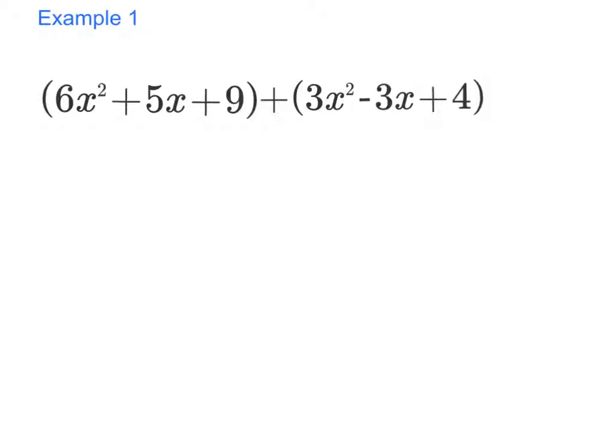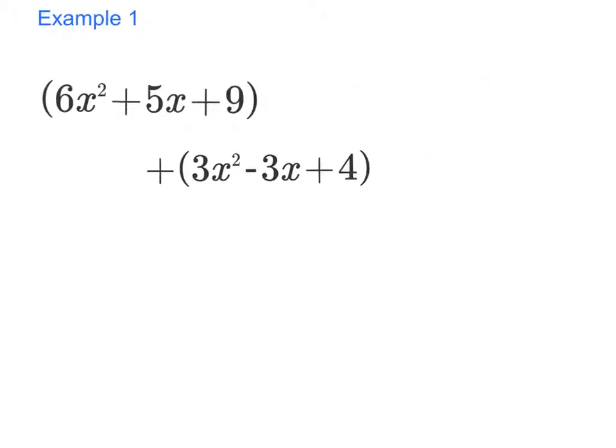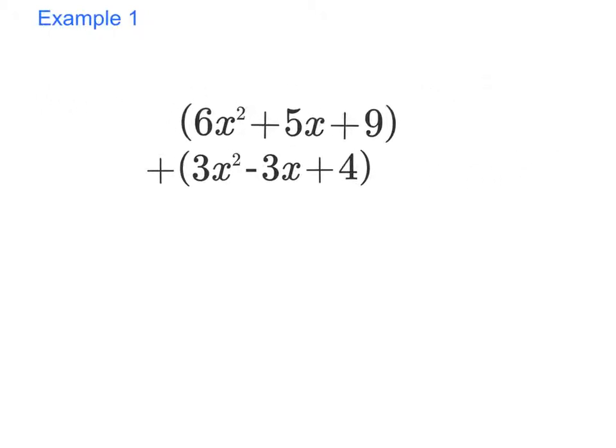Now when we add polynomials, it's just adding like terms. So the first thing we need to do is decide what our like terms are. Something that can be helpful with that is just rewriting the problem with one polynomial over the other. And that's what I'm going to do. So I'm just going to bring this down and bring this on top.